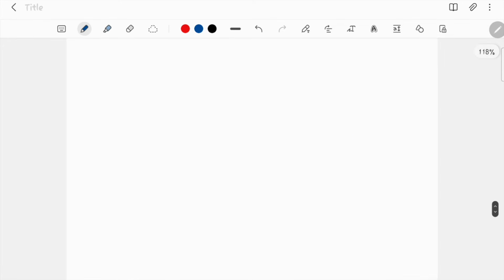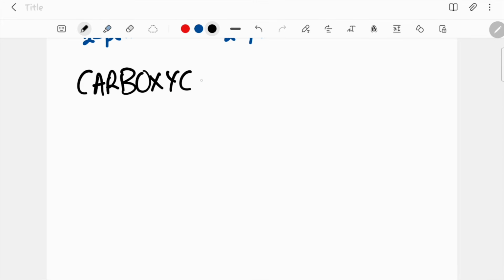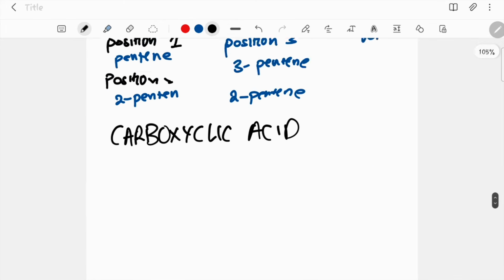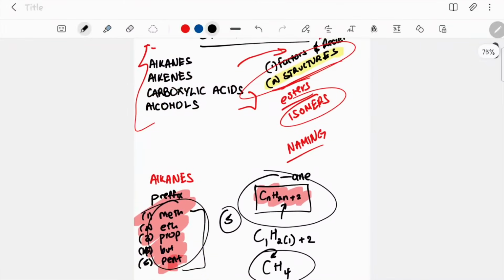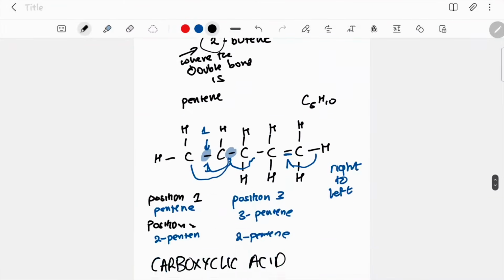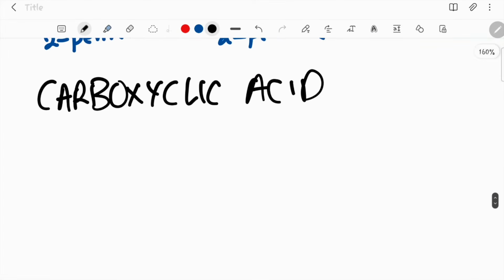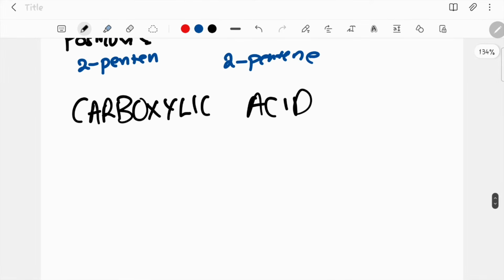Let's go to the next functional group: carboxylic acid. I don't know if I've spelled that right. Let me go check. Carbox and then YLIC. So there is no C again. Carboxylic acids.